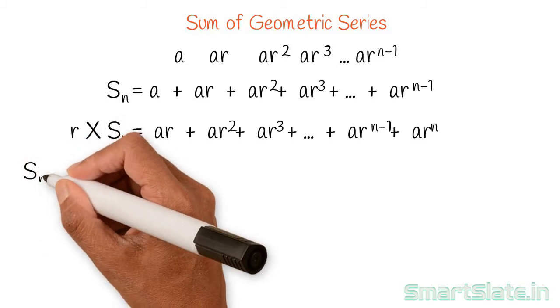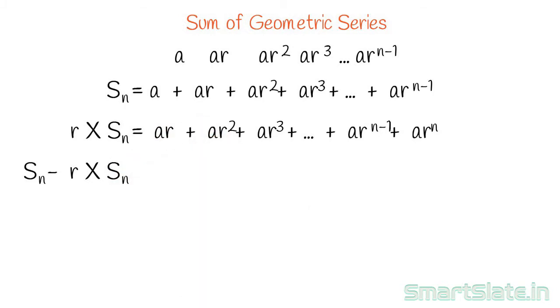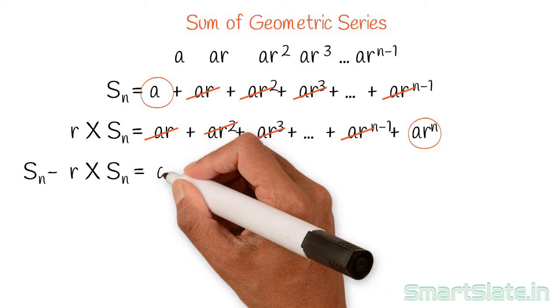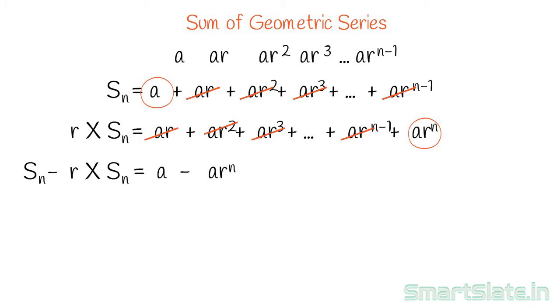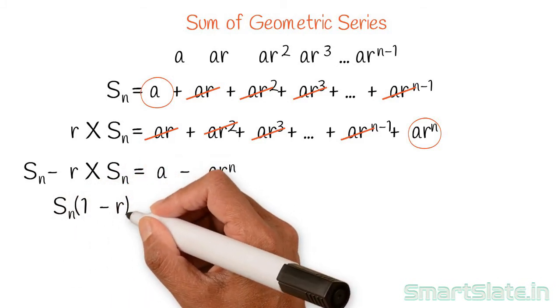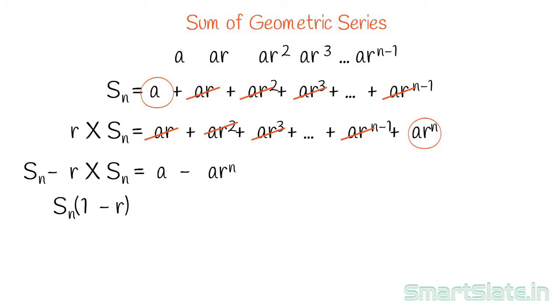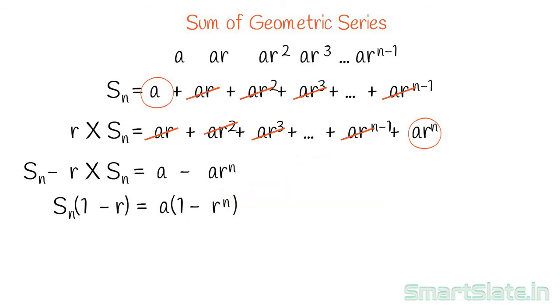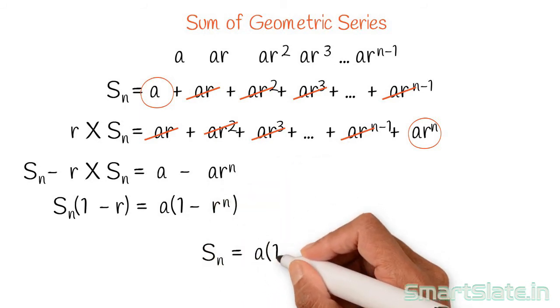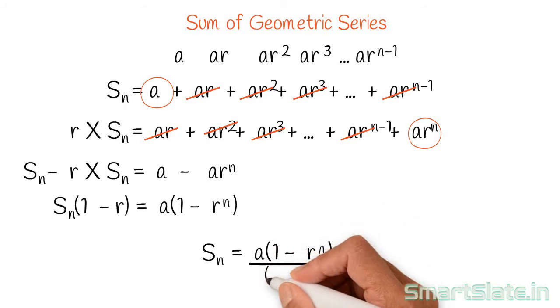Subtract the second series from the first series. It is Sn minus R into Sn. If you notice, except the first term in the first series and the last term in the second series, all other terms cancel each other. So, the end result is Sn minus R into Sn equal to A minus A into R to the power n. Take Sn as a common factor. It is Sn in the bracket 1 minus R. In the RHS, take A as a common factor. It is A in the bracket 1 minus R to the power n. Hence, Sn is equal to A into 1 minus R to the power n divided by 1 minus R.